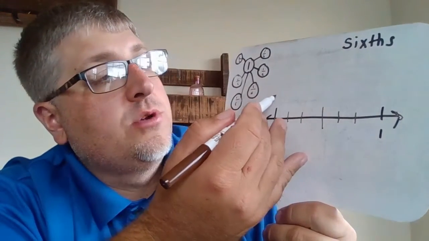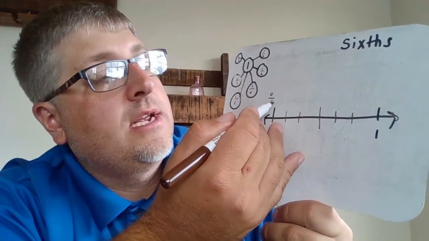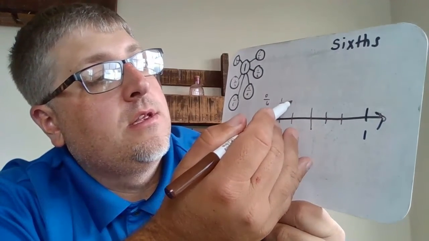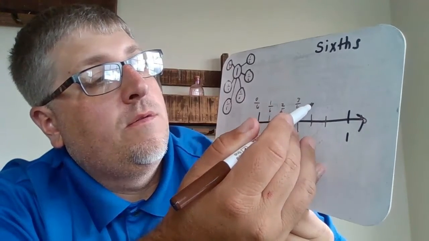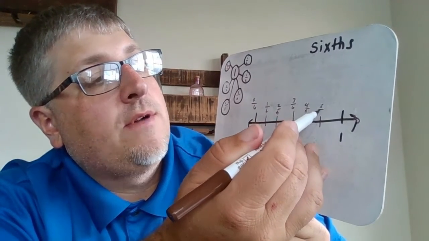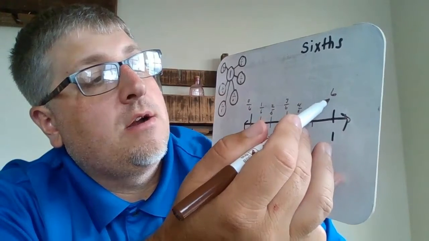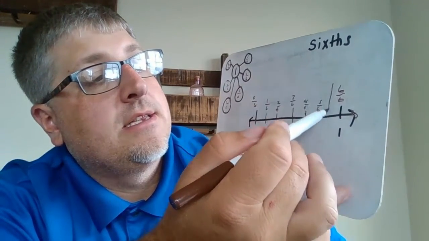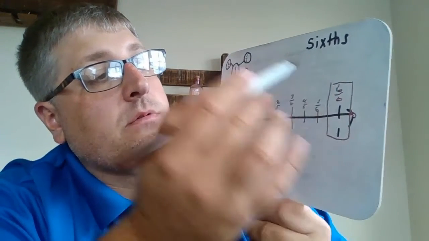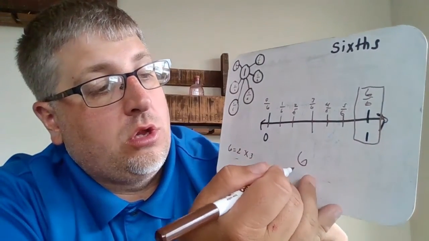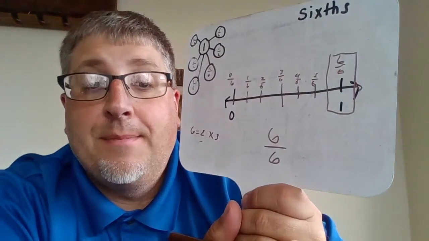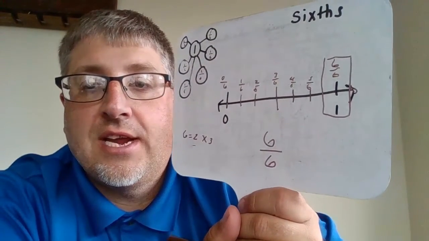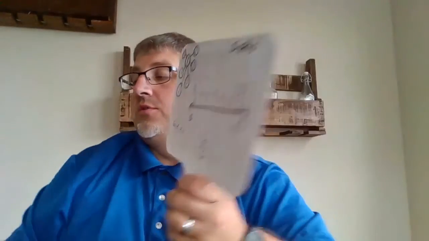Okay? So 0 here is 0/6, 1/6, 2/6, 3/6, 4/6, 5/6, and then right here is 6/6. And that would represent your whole number fraction because the numerator and the denominator are the same, 6/6. Okay? So you saw the two ways that I broke the fifths down and I broke the sixths down.